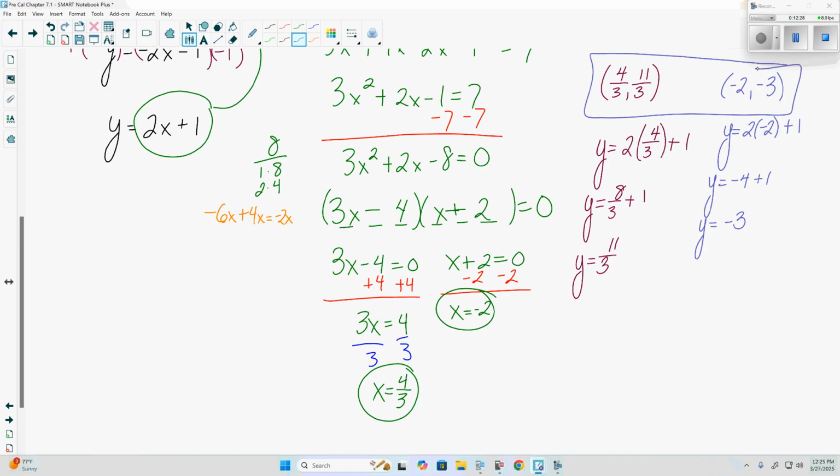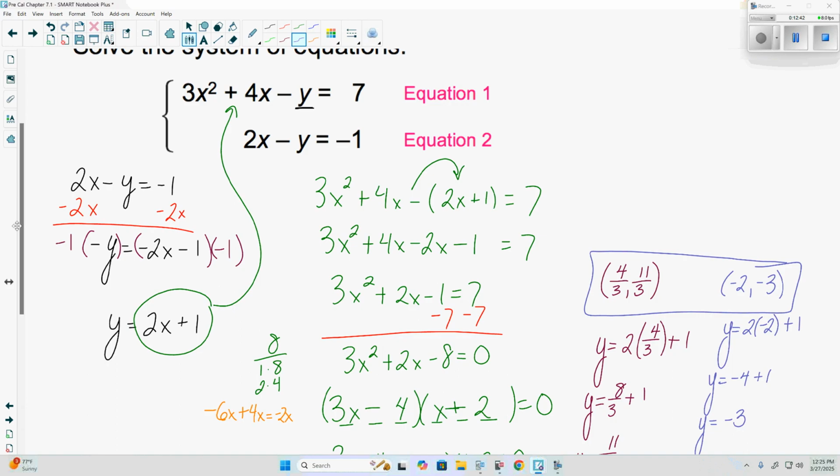And that is the interesting thing with these nonlinear systems of equations. We don't have just a point. We can actually have 2 points that work with this here, because the first one's a quadratic, a U-shaped graph, and the second one's linear. So we do have these 2 points where it crosses.